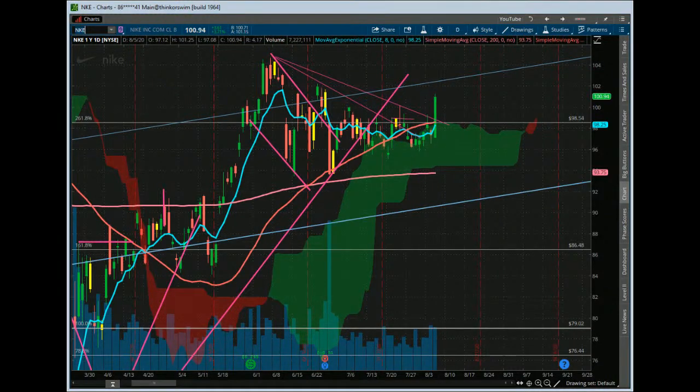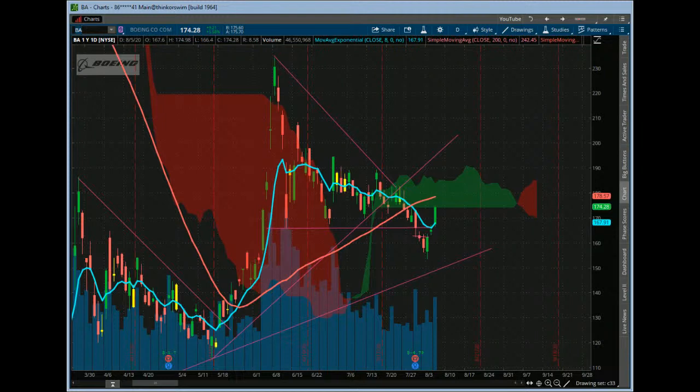Not the type of volume I'd like to see, but nice enough where we could put it on our radar. I like how it broke out of the geometric line and the cloud. So that's really, really nice on Nike. Good find on that one. And Boeing, of course, poking its head up in the cloud right there.